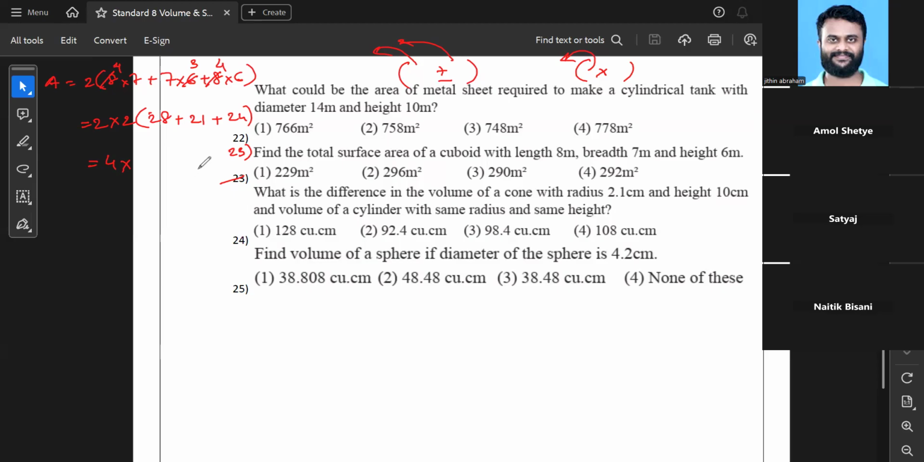So this is 45, 45 plus 28 gives you 73. And that gives you 7 fours are 28, 292. Option 4 is your correct answer.